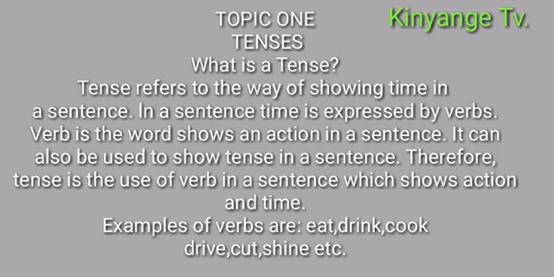For example, all verbs are eat, drink, cook, drive, cut, shine, and other words. Therefore, a student now should understand that tense is the use of a verb in a sentence which shows an action and time. A verb should show action and time. And that word which shows action and time is called the verb.